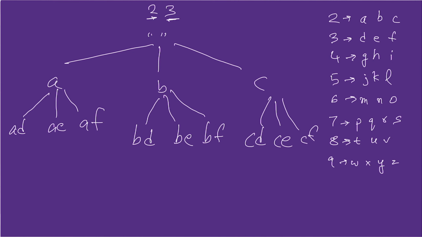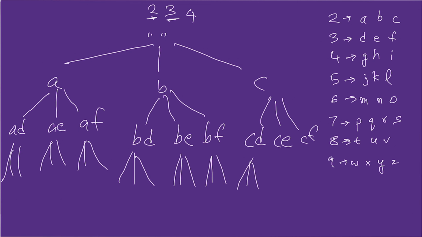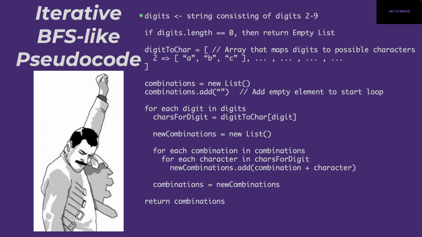And if we add another digit here, let's say 4, then we add the 3 characters of 4, that is GHI, to each of these as well. So this just keeps growing in a breadth first search fashion, and in the end you end up with all of the combinations that are possible, and you just keep doing it for all the digits that are given to you in the input string. And that's all there is to constructing all the combinations using a breadth first search pattern. Okay, so here's the pseudocode for the BFS-like iterative solution.